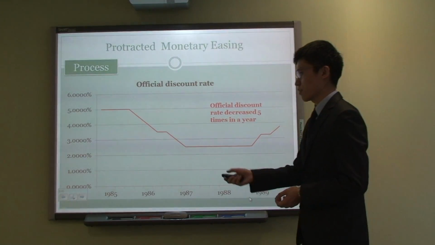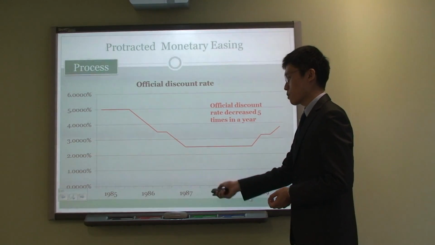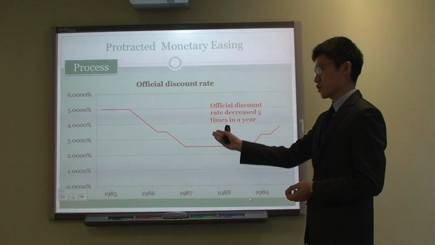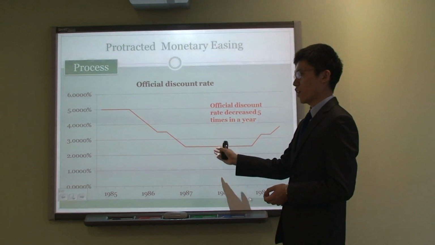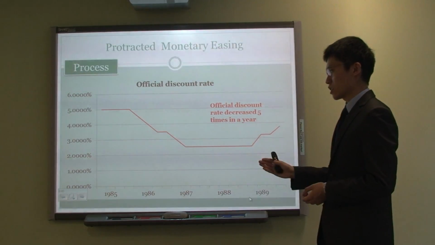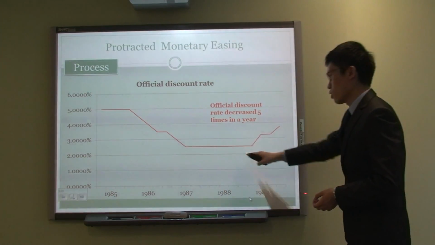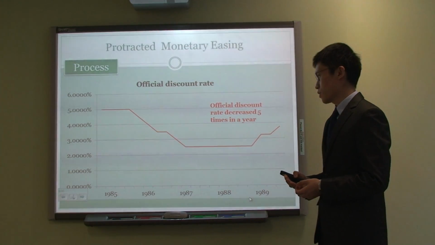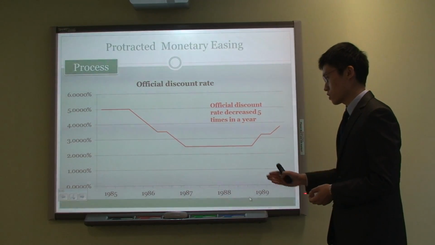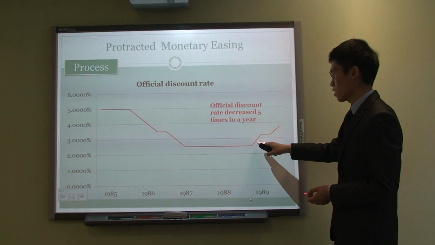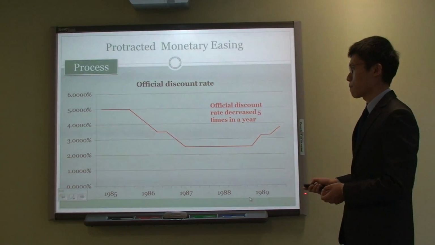The first period is from September 1985 to the summer of 1987. As you can see from this picture, the discount rate was cut 5 times, all the way down to 2.5%, which is the lowest in history. And this flat line refers to the second period, in which the low discount rate was sustained for another 2 years, and the rise of the discount rate refers to the third period.